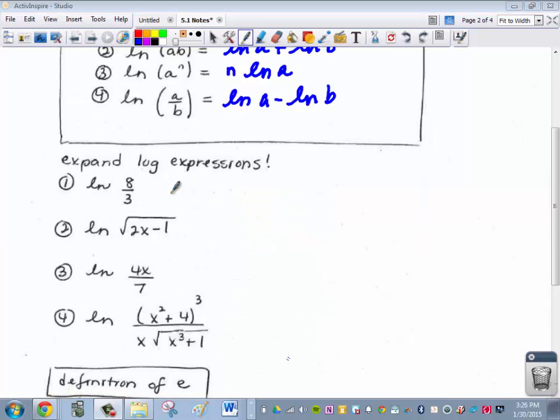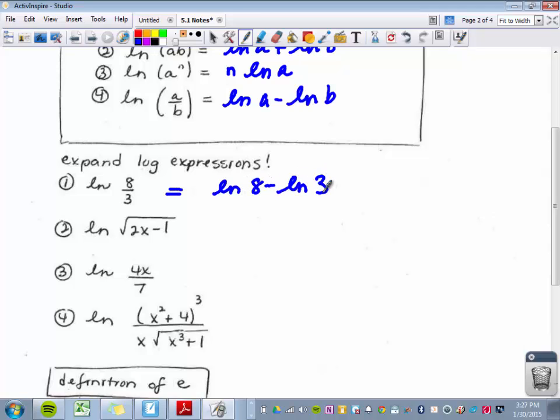Okay. We'll use these properties. Mr. Benson, you want to do this first one for me? Yeah, well, let's use the fourth property, and we'll change this to natural log of 8 minus natural log of 3. That's good enough for me.